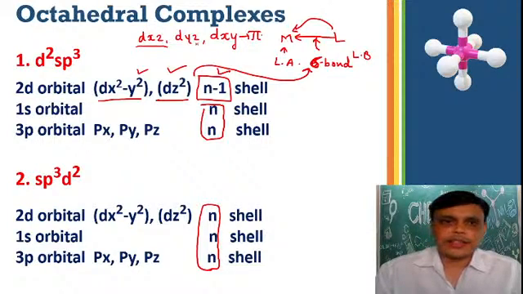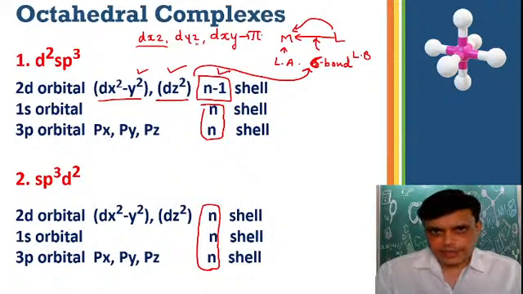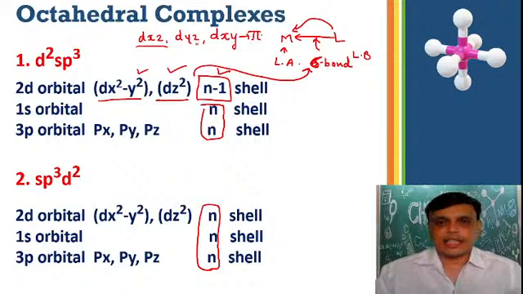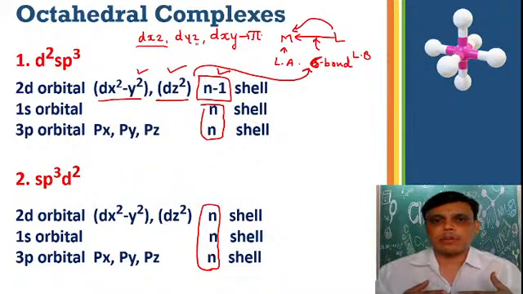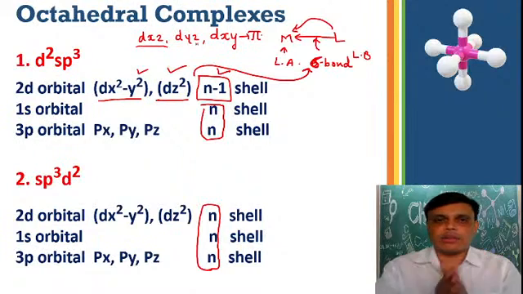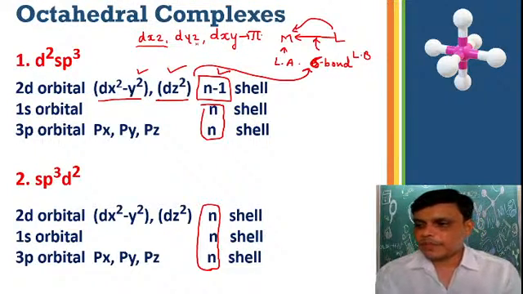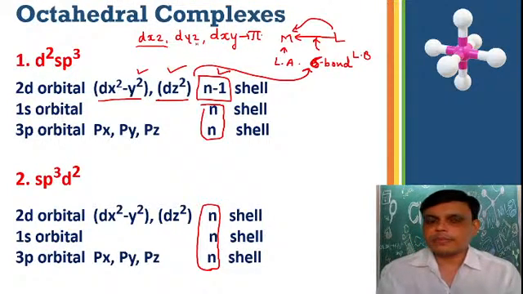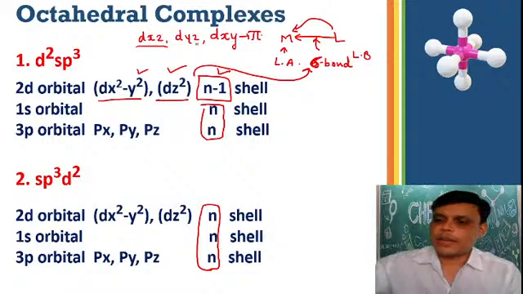dx square minus y square and dz square have their lobes along the axis, so axial overlapping is there. If axial overlapping is there, then that bond is called a sigma bond. If sidewise or lateral overlapping is there, then that is called a pi bond. It is simple, okay. Is it understood? Yes or no? You can reply to me in the chat box.